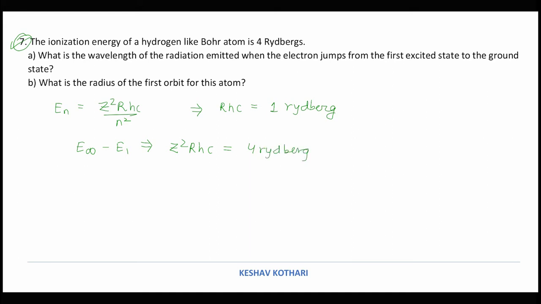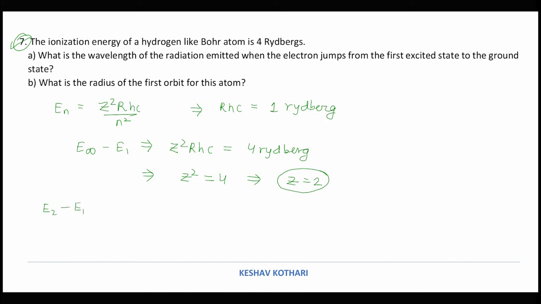So over here I can say that this RHc is equal to 1 Rydberg, and hence we can say that Z square is equal to 4, and from here I can calculate Z is equal to 2. Now the energy required to excite from the first excited state to the ground state is asked. So I can say that the transition is taking place from E2 minus E1. The question is asking us the wavelength corresponding to this energy gap.